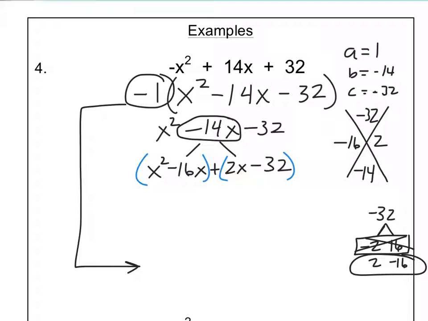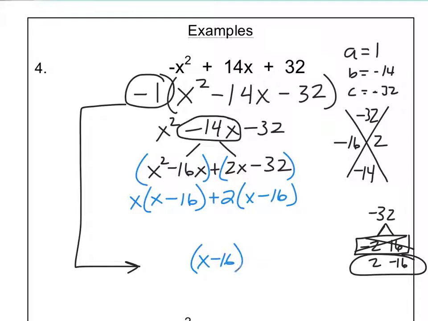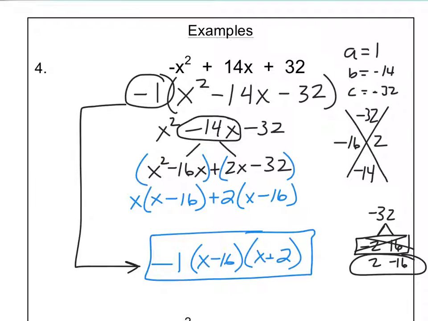So, first two terms, I'm going to take out an x. If I take out an x, I'm left with an x and a -16. Biggest number that goes into 2 and 32 is a 2. They both don't have x's, so I don't have an x out there. And I'm left with an x and a -16. So I've got an x minus 16 in common. I have an x plus 2 left over, and I can't forget that arrow, because that arrow tells me I've got a -1 out in front. Okay, so every time you have a negative first term, you always have to take out that negative.